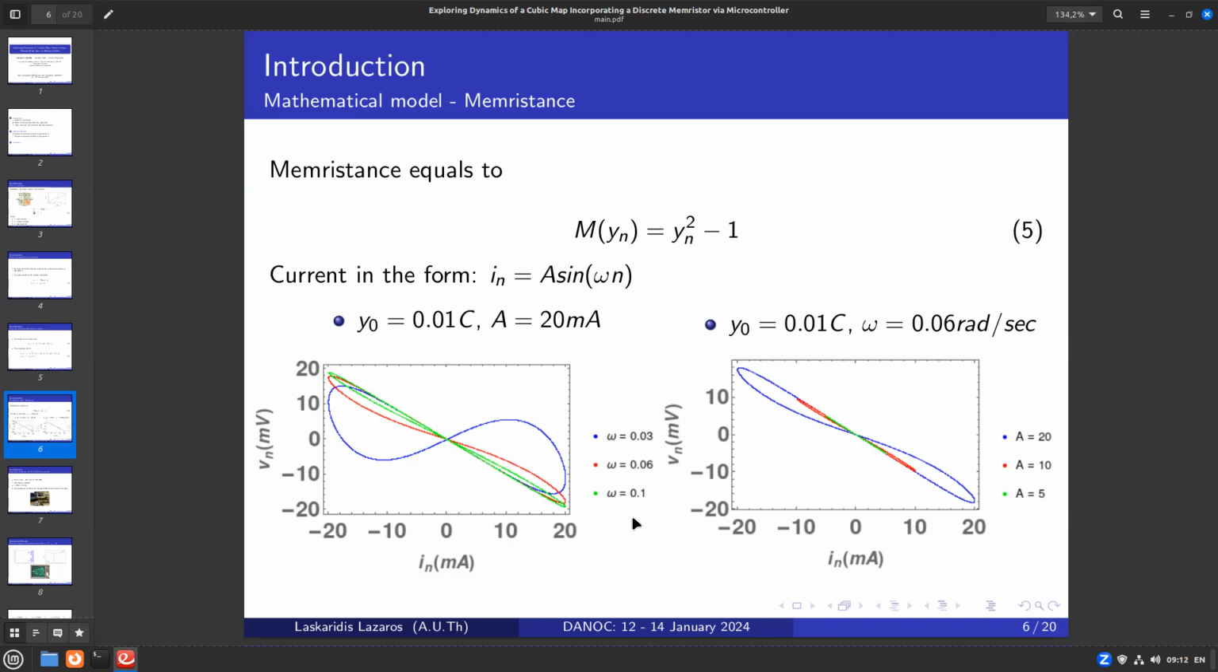Also, in the right diagram, we present the characteristic curve of the Memristor with the voltage and the current. Now, for a specific value of the frequency, equal to 0.06 rad per second, what we are changing is the amplitude, where for 3 different values of the amplitude, 5, 10, and 20 milliampere, we see that as the amplitude increases, the characteristic curve increases too.